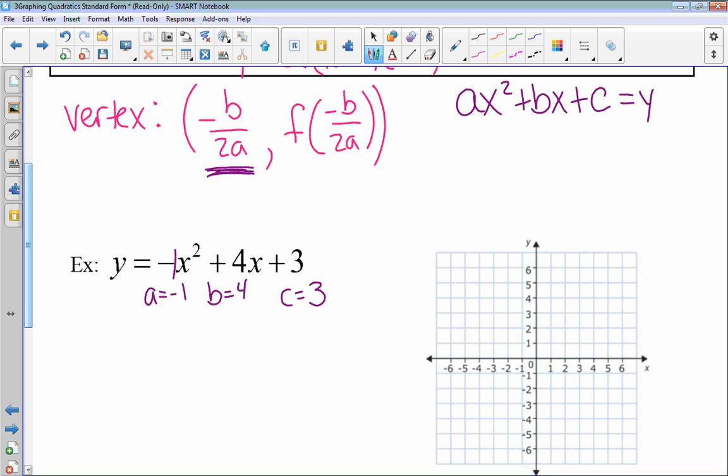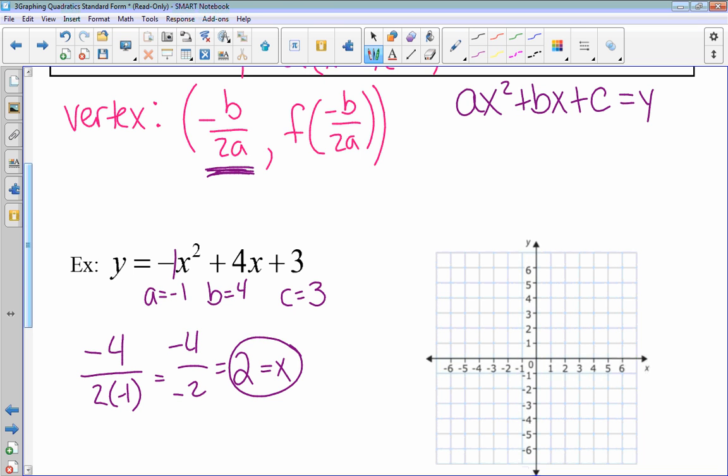So if we want to find negative b over 2a, I'm just going to take negative 4 over 2 times negative 1. If we simplify, we get 2. This is just the x value of our vertex. But the vertex occurs somewhere not necessarily on the x and y axis. So now we need to find y. So what do we do with x to find y? We just plug it in.